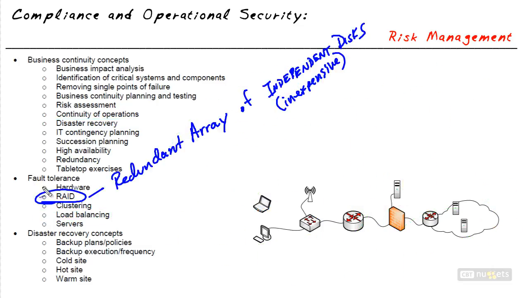Another fault-tolerant technique that we can use to help improve availability is something called RAID. It's redundant array of independent, or depending on who you read, inexpensive disks. Now let's imagine that we have a single server here. So there's no fault tolerance from a server perspective, but we do want to have fault tolerance for this server's hard drives. How do we do that?